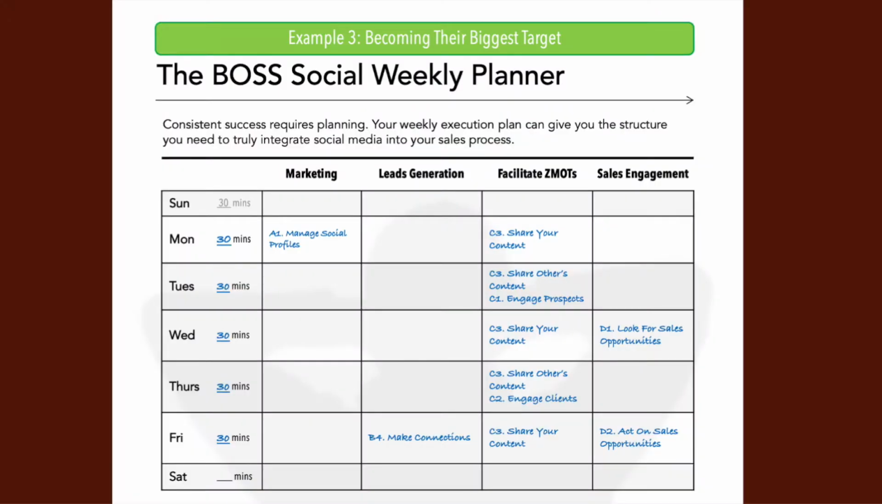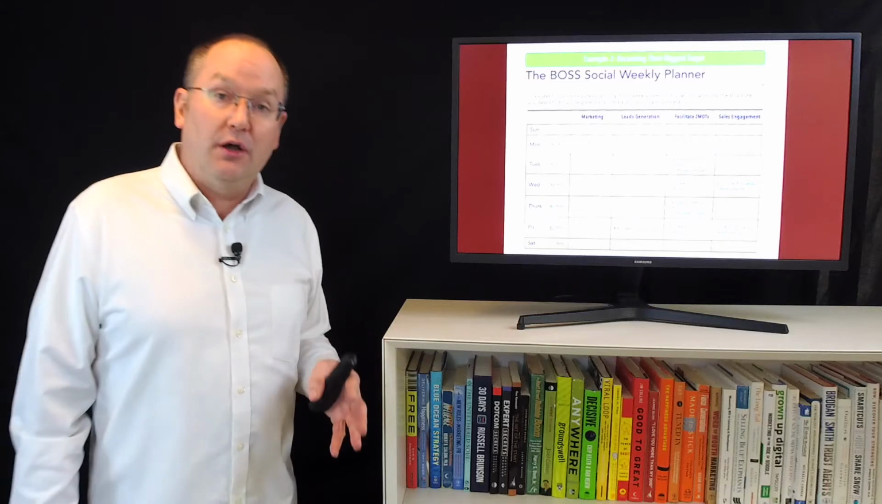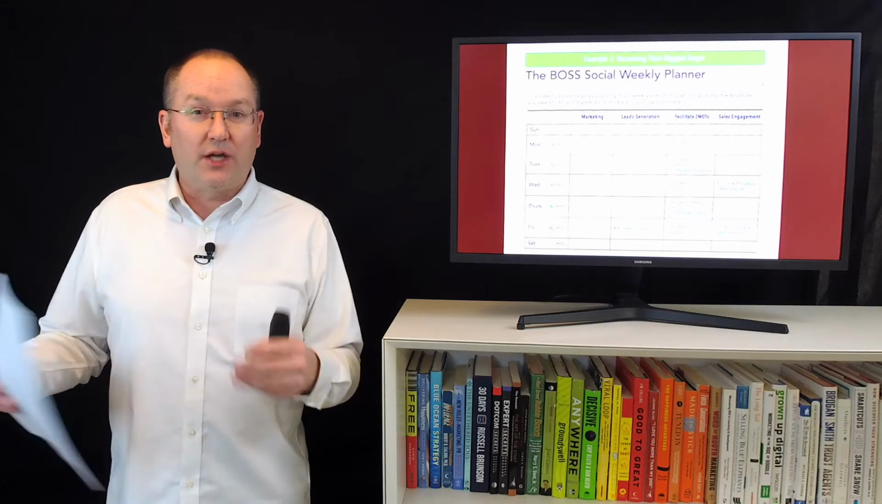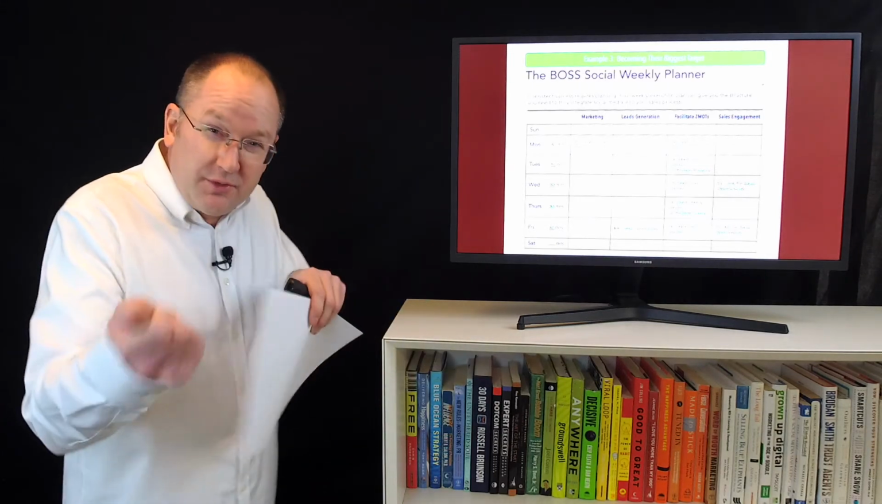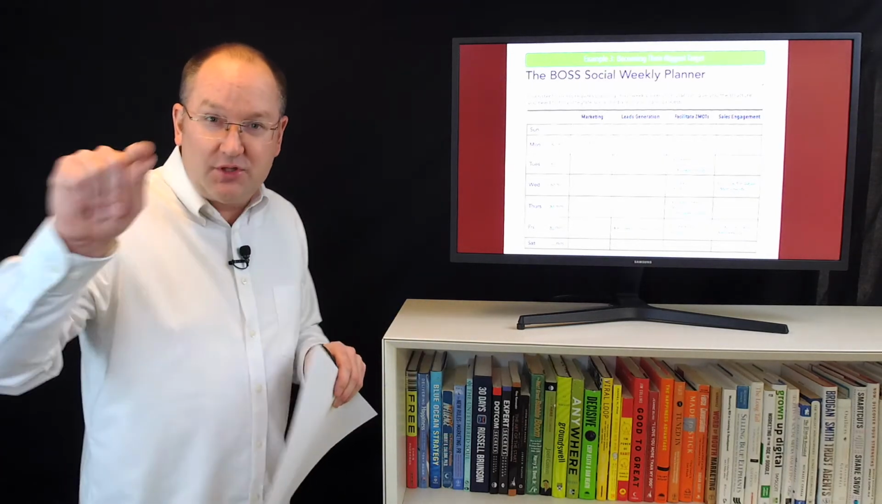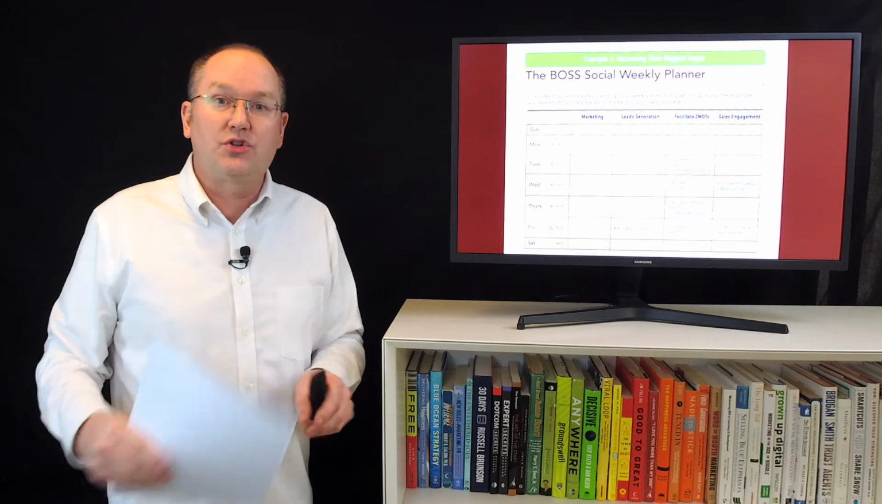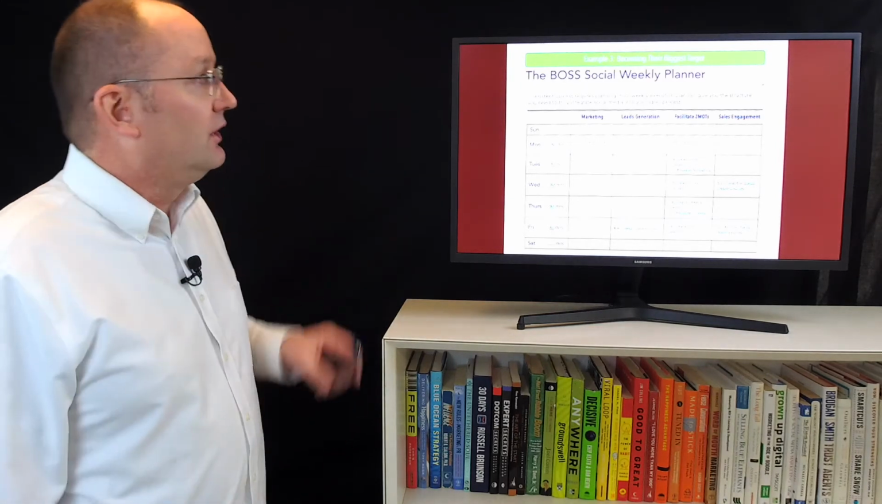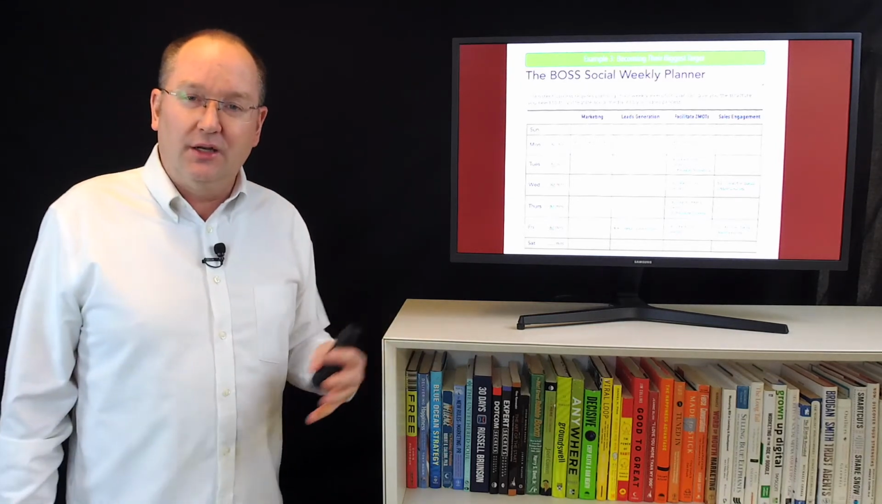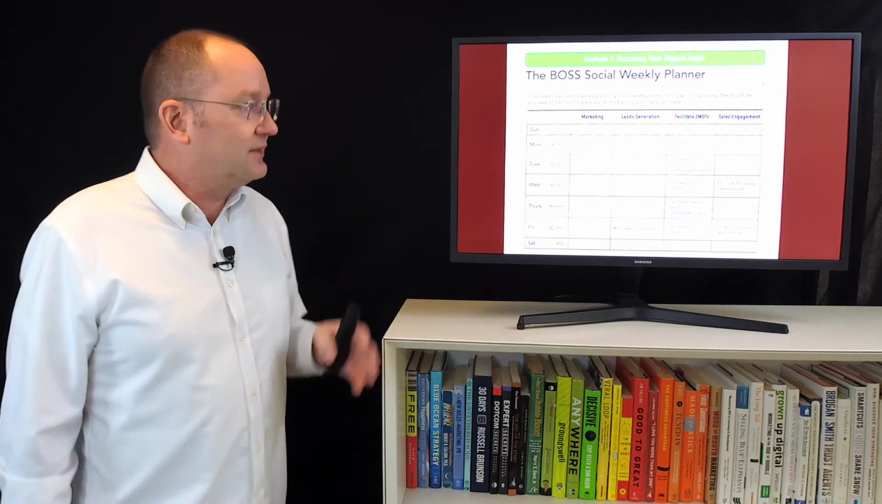The next one is becoming their biggest target. If you recall in yesterday's lesson, we really talked about there's 2 strategies. One of them is become the target, and then one of them is to focus and kind of be a sharpshooter and pick out the people that you want to nurture and create a relationship with. So if you want to become the biggest target, what do you need to do on a weekly basis? This one outlines it, right?